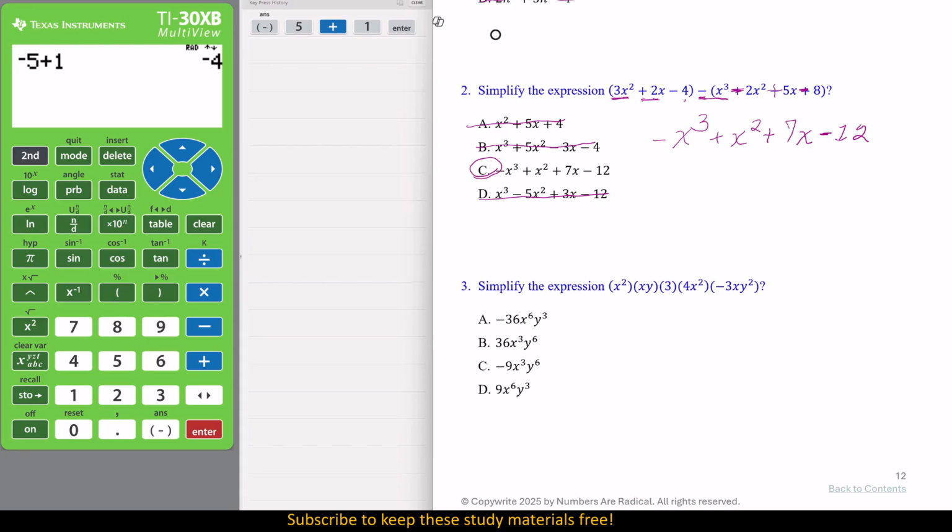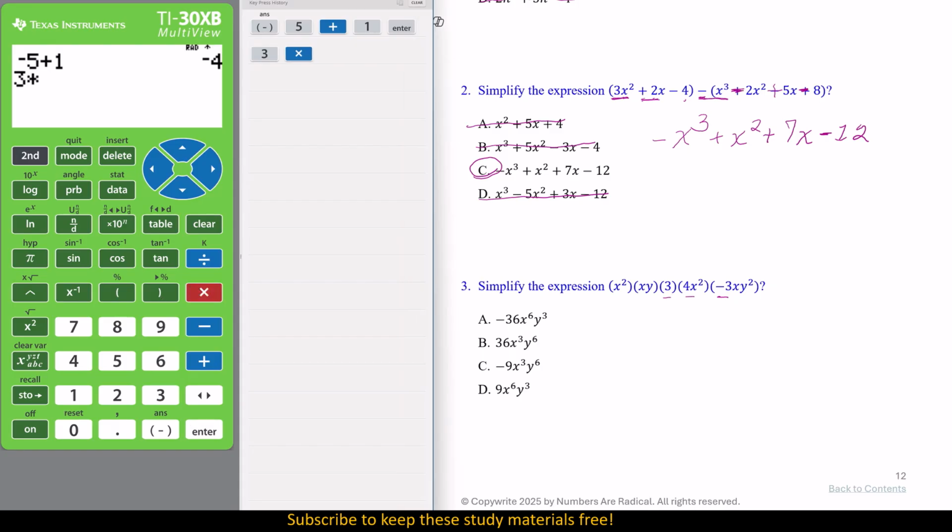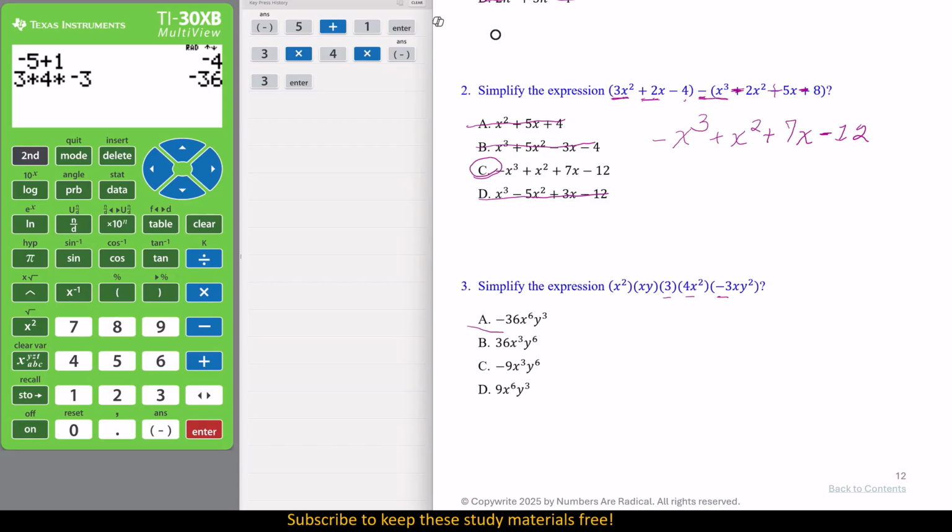So what I do is I look at each of those and I multiply those first. And then I look at my ABCD options. Should be pretty straightforward. So 3 times the 4 times the negative 3 gives us negative 36. That is our coefficient. So I don't see those on all of them. All I see is A. So let's get rid of all of those.